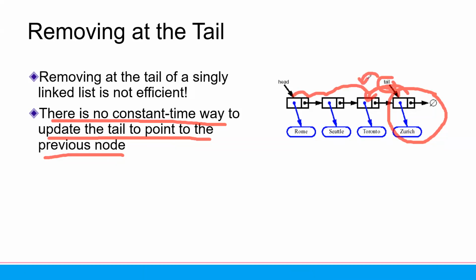And if we want to find the previous node, we need to check from the beginning. That's why there is no constant time. So we need to check from the beginning, or we can say this is O(n) time.